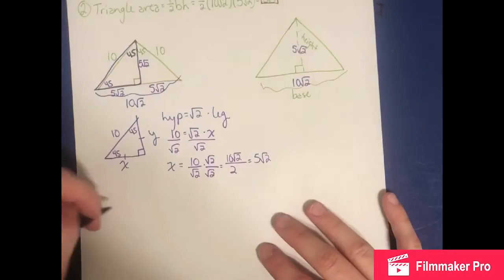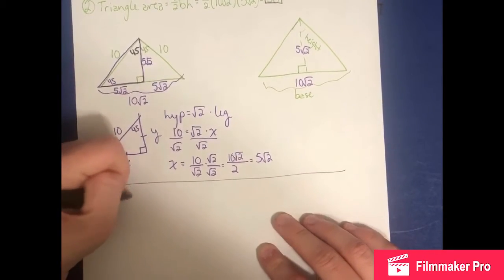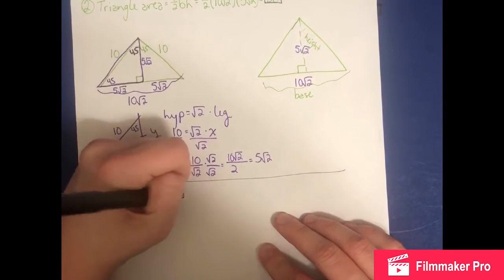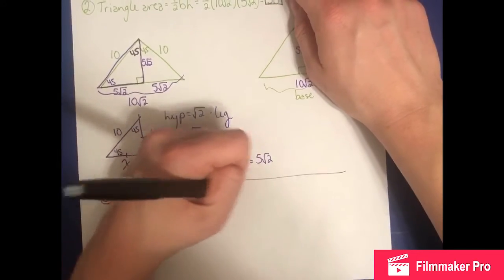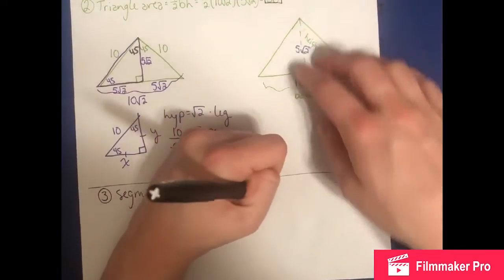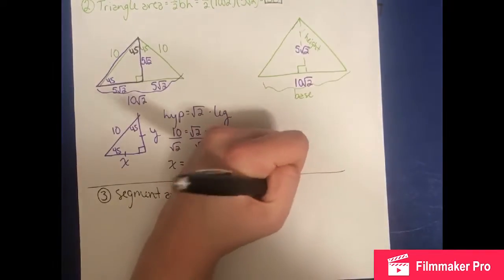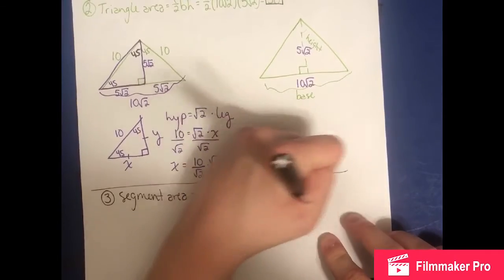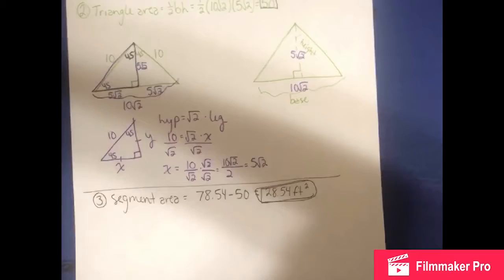Third step is the segment area, and I'm just subtracting the 2. So it's 78.54 minus 50 equals, and in this case we get 28.54, and I'm going to throw feet squared at the end there. So that is my final answer there.